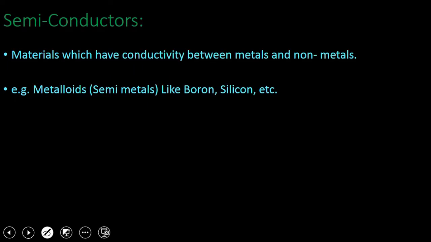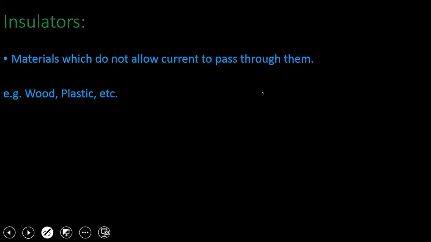Then the second category is semiconductors. Semiconductors are those materials which have conductivity between metals and non-metals. Examples are metalloids like boron, silicon, etc. Metalloids are also called semi-metals. And the third category is insulators. Insulators are those materials which do not allow current to pass through them. For example, wood, plastic, etc.